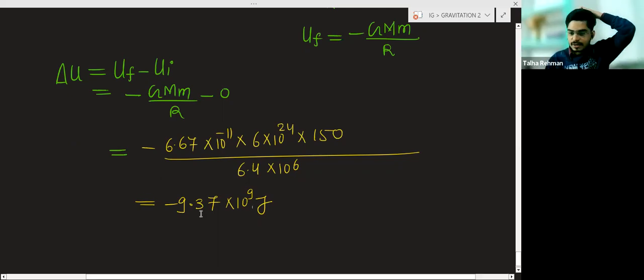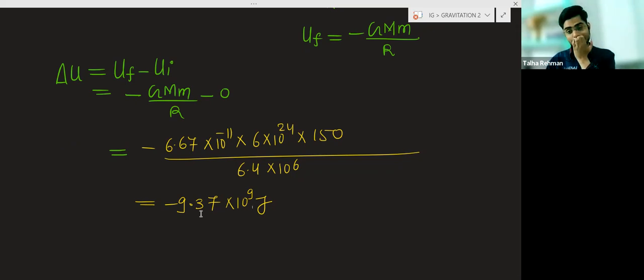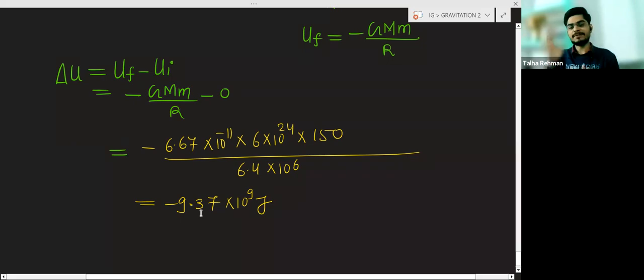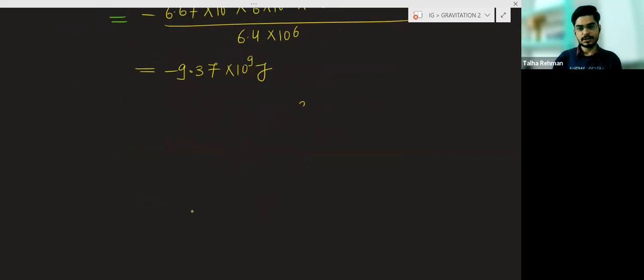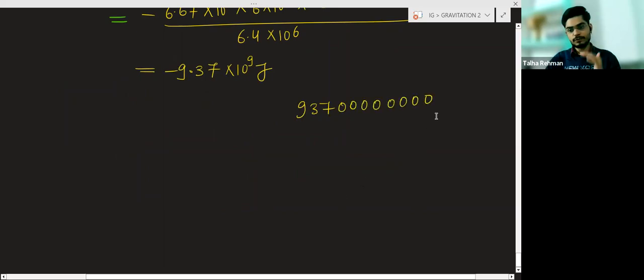So basically, if this question appears in your exam, then what will you do? You can write that value also, but if you write it in this form, then it will be better. Suppose it is written, like I'm telling you, 93700000000. First count the total numbers: 1, 2, 3, 4, 5, 6, 7, 8, 9, 10, 11. 11 numbers are there, na? So what do you have to do now?